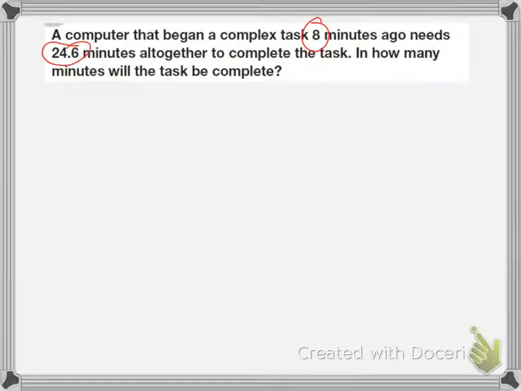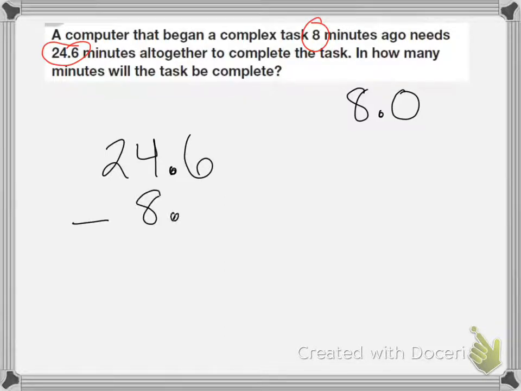I'm going to take the 8 and put a decimal point after it with a 0. That allows me to line up the decimal places. So my number is going to be 24.6 minus 8.0. You can see my decimals are lined up, so my place values are lined up.